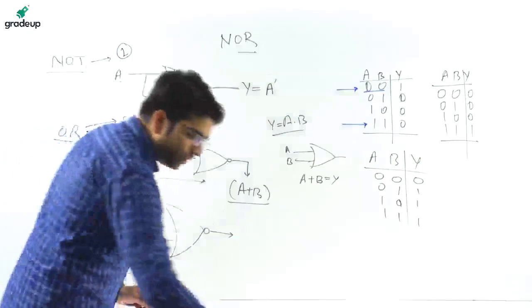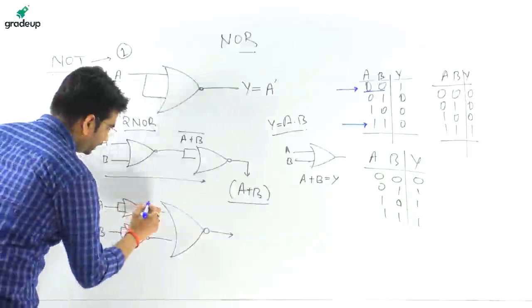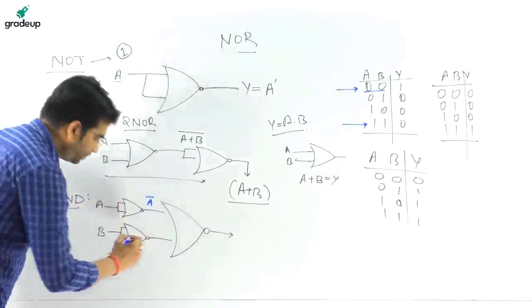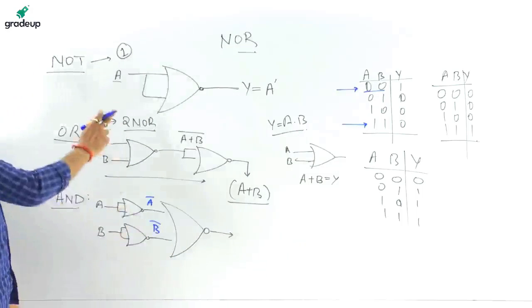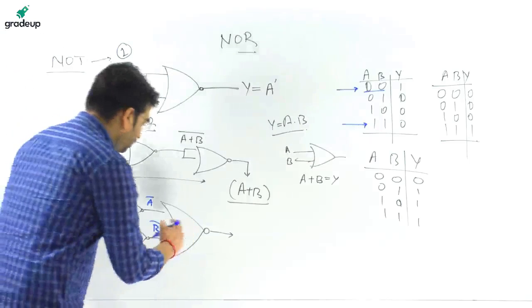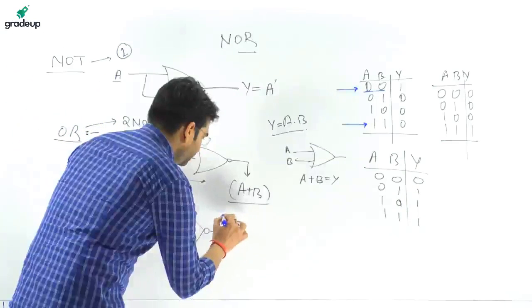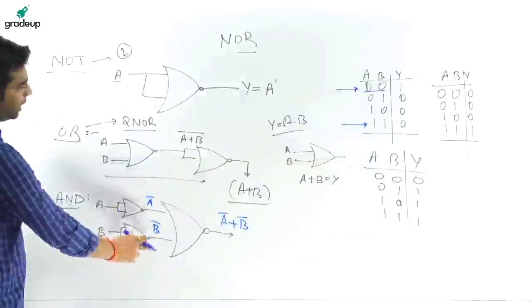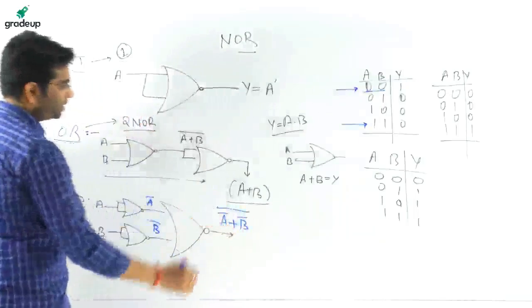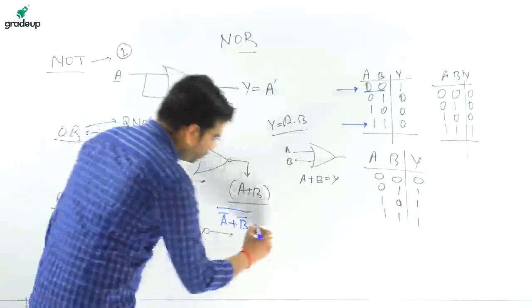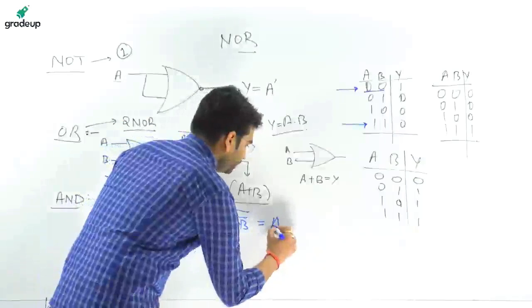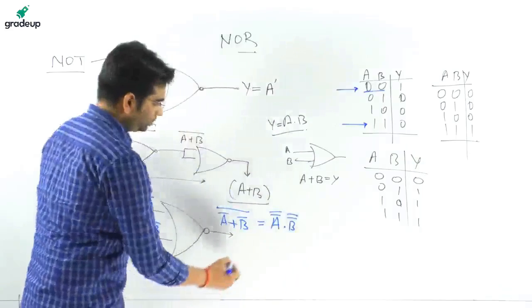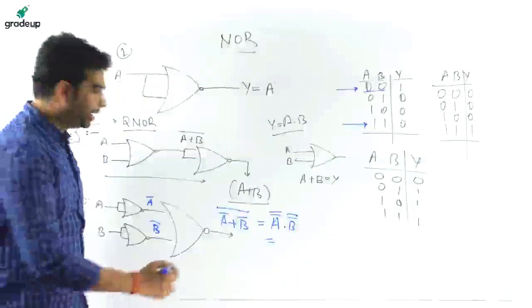Dear friends, what will be the value of the signal at this point? It will be A bar, a NOT operation. It will be B bar, a NOT operation. And what will this logic be doing? This logic will be A bar plus B bar. The signals at the input will be complemented, an OR operation followed by a NOT operation. It will be A double bar dot B double bar.